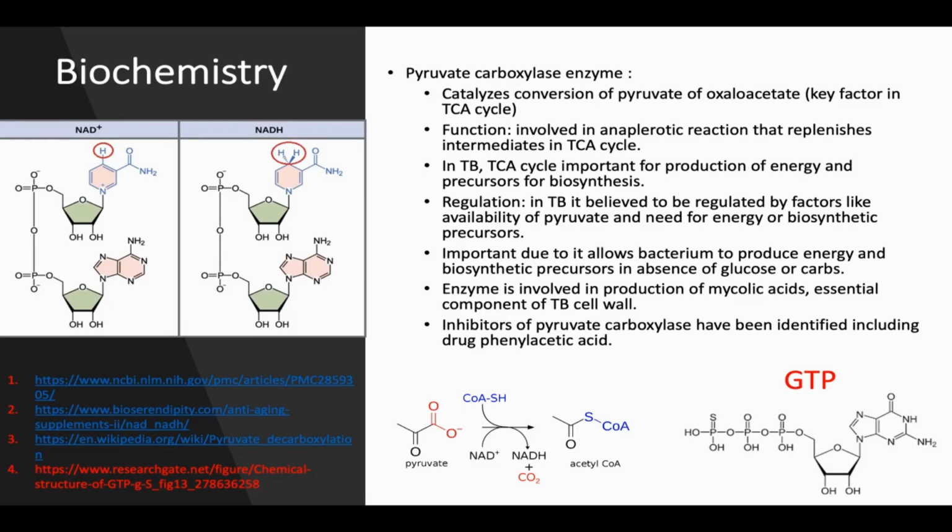So basically, pyruvate enters the bacterial cell and is converted to pyruvate phosphate by the enzyme pyruvate kinase. Pyruvate phosphate is then converted to oxaloacetate by the enzyme pyruvate carboxylase, using bicarbonate and ATP as cofactors. Oxaloacetate is converted to malate by the enzyme malate dehydrogenase, and then malate enters the TCA cycle and is oxidized to produce energy, or ATP.